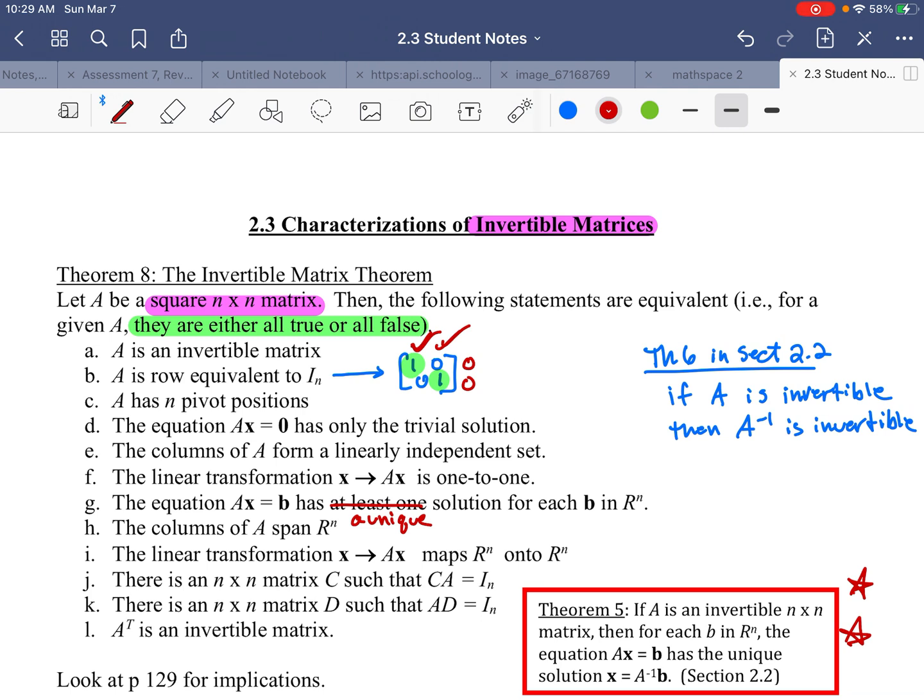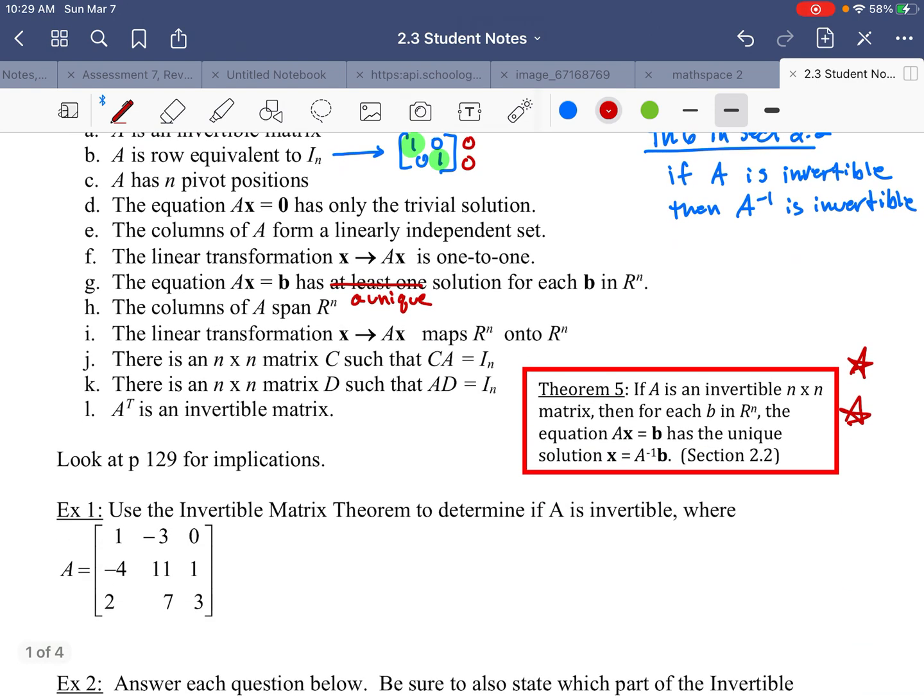Letter I, the linear transformation x to Ax maps R^n onto R^n. Letter J, there is an n by n matrix C such that C times A equals I_n. So basically what's happening there, C is going to have to be the inverse of A for that to happen, right? And then if you multiply it the other way, it has to be true as well. And then A^T is invertible. So remember, A^T means A transpose, if you transpose the rows and the columns and so forth.